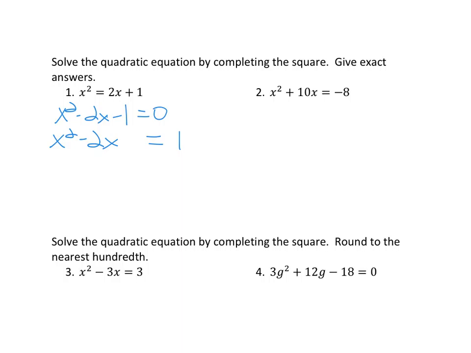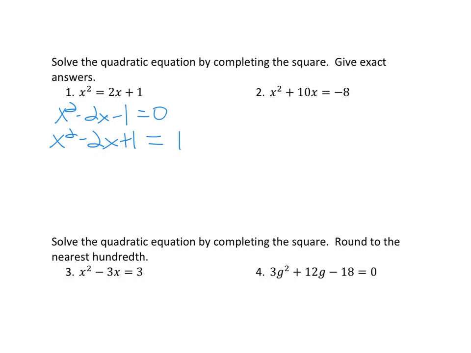Step 3 is cut b in half and square it. So b here is negative 2. We cut that in half. Negative 2 cut in half is negative 1. We square negative 1, just like we did back on the first page. Negative 1 squared is plus 1, so I add 1 here to complete the square.